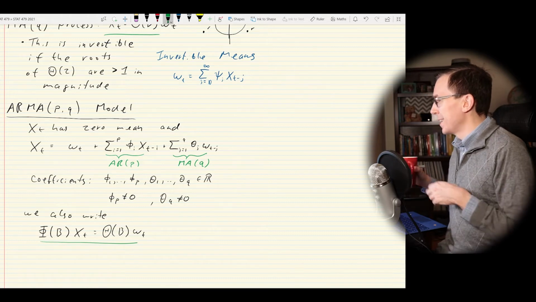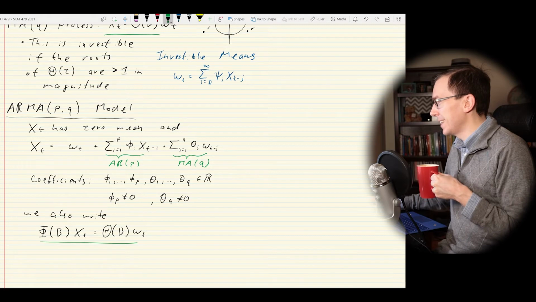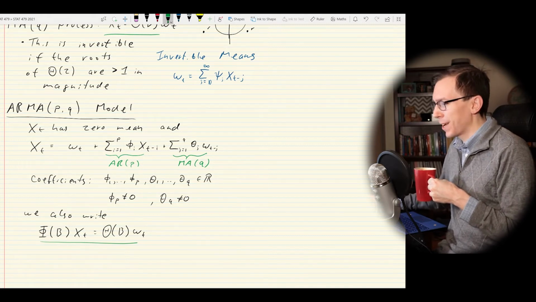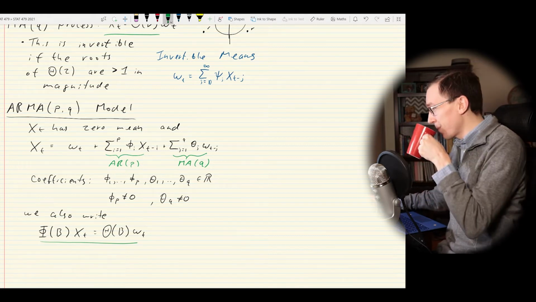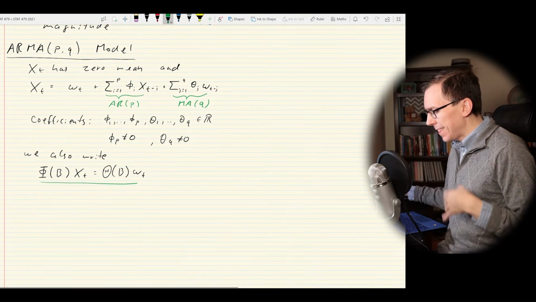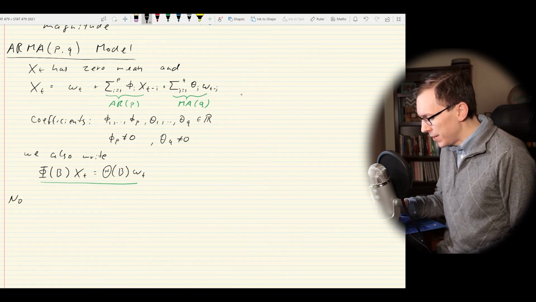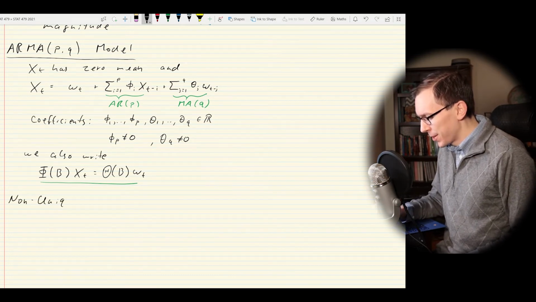And anyway, you have all these pieces. So this is what the autoregressive moving average process is going to look like. Now, there's some interesting little things that can occur. The first is going to be a problem of uniqueness, or more so, non-uniqueness.